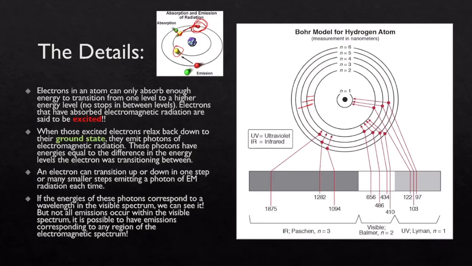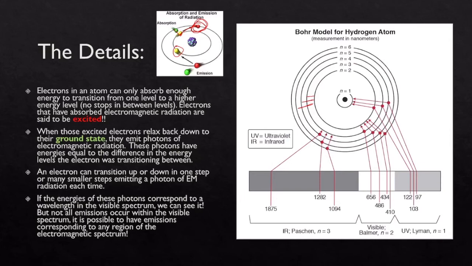An electron can transition up or down, whether it's either emitting or absorbing electromagnetic radiation, in one big step, either up or down, or it could happen in smaller steps. It could absorb one photon and then maybe absorb another photon and jump up again. And then maybe on the way down, it can emit just one big photon that's equal to that energy difference between the two energy levels and go all the way back down at once. Or it could emit several smaller photons that are all equal to the energy difference between where it started and where it's ending. All right.